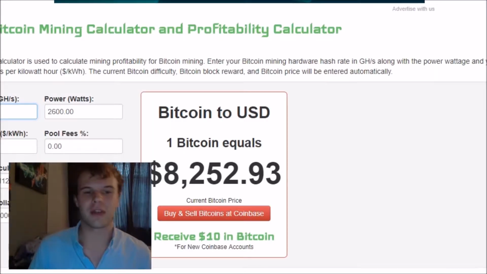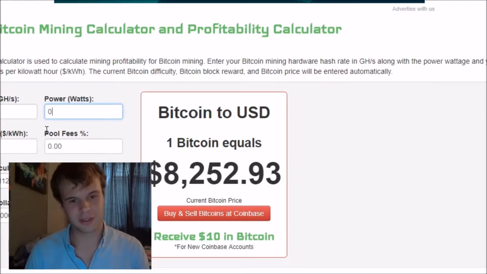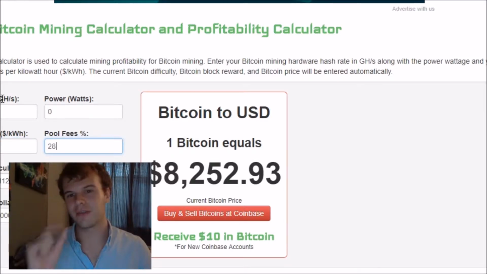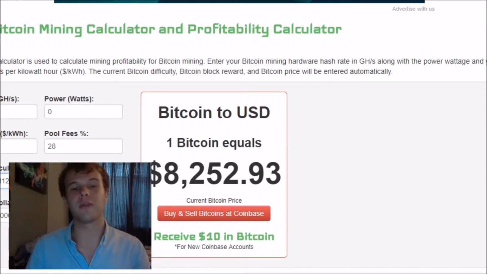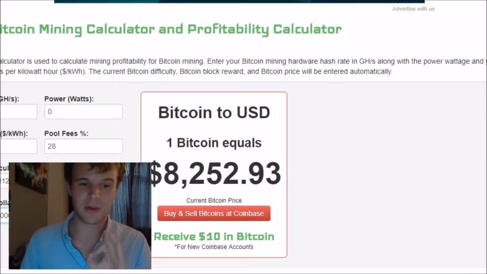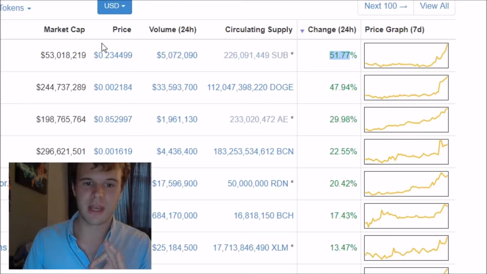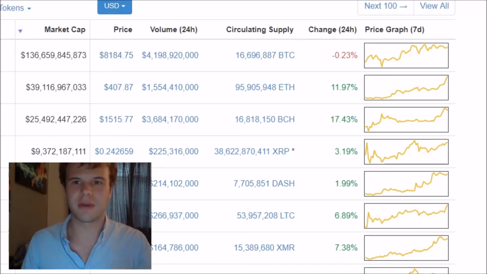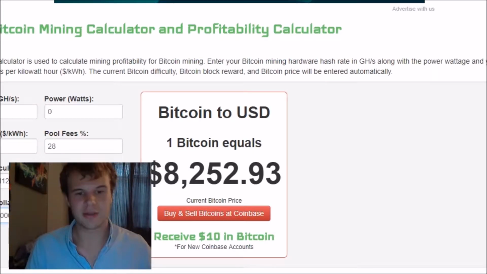If I come to this calculator to calculate my profits, I'm going to say 2.5 terahash. I don't have to pay for the power because it's someone else's. The pool fees, you do have to pay a percentage of your earnings back to the company as well. This is the current difficulty for mining Bitcoin, so the rate at which your hardware will generate Bitcoin. This is your reward, your current exchange. This is important: your current price for your Bitcoin, which is $8,252. If we come back over here, it's roughly $8,200. It fluctuates a bit. So that's the current price in US dollars, and my hardware cost was $447.